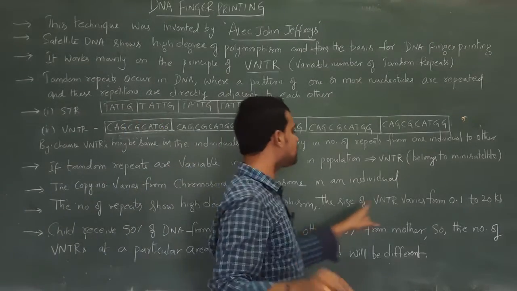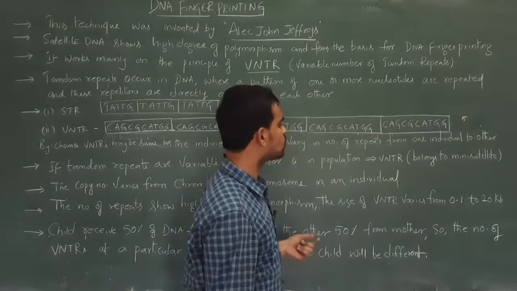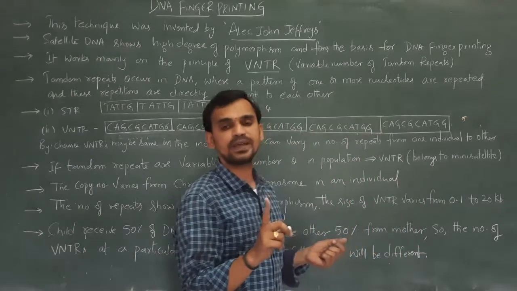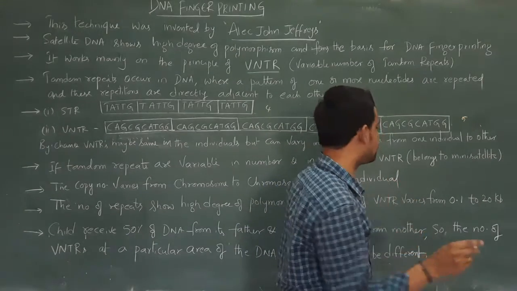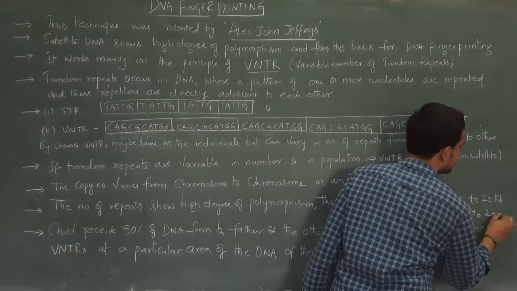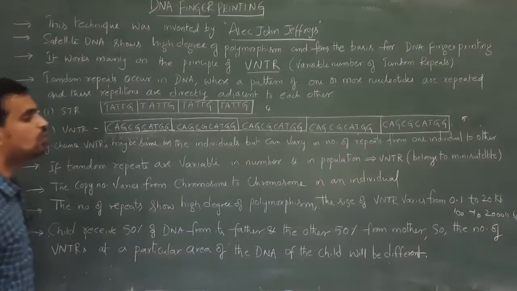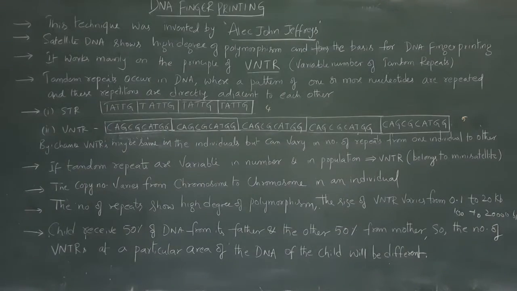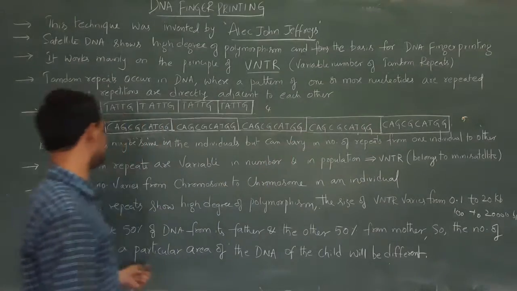Next, the size of the VNTR varies from 0.1 to 20 kilobase pairs. 1 kilobase pair contains 1000 base pairs, so 0.1 contains 100 base pairs. So the size of the VNTR varies from 100 to 20,000 base pairs.